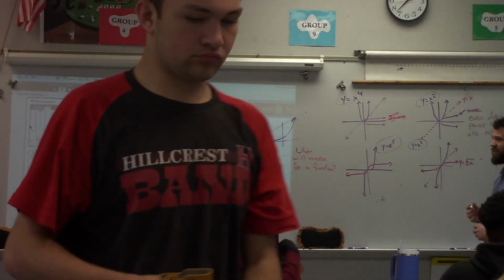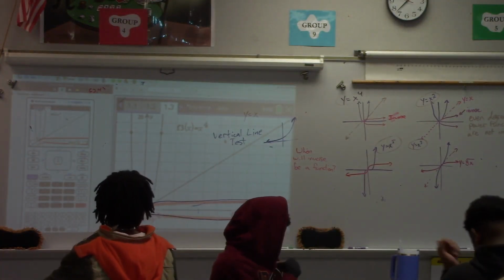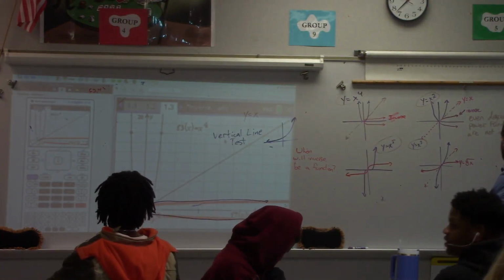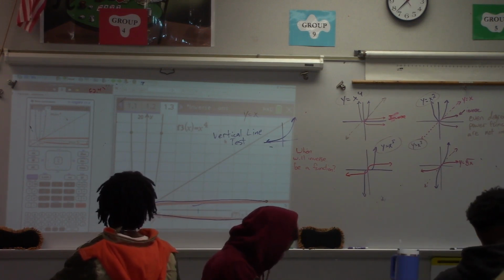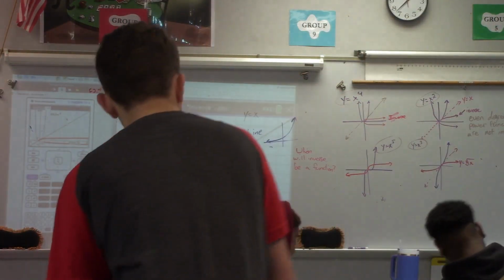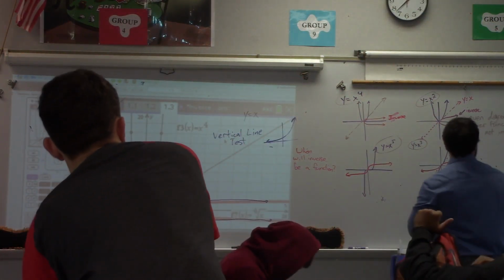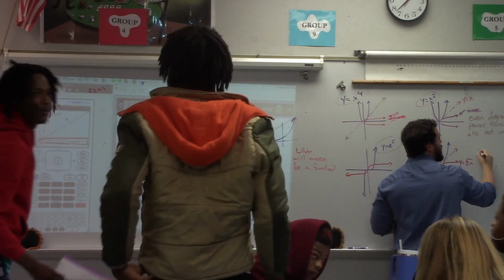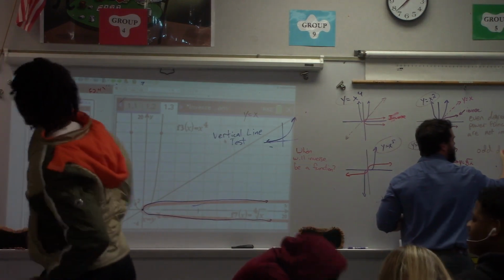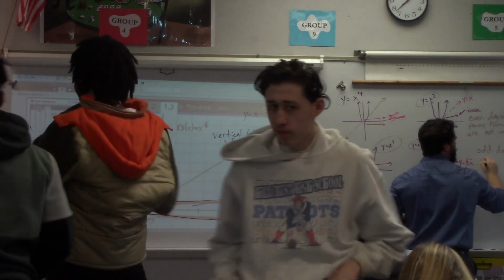So here's what I mean by that. Does anyone know what that suffix IBLE means? It should make you think about ABLE. Able to what? Invert, right? Invertible just means that it's able to be inverted and be a function. So even degree power functions are not what? Invertible, but odd degree are invertible.